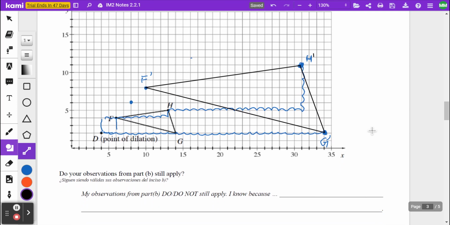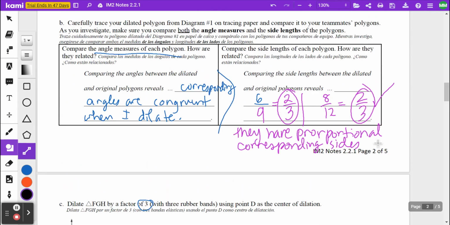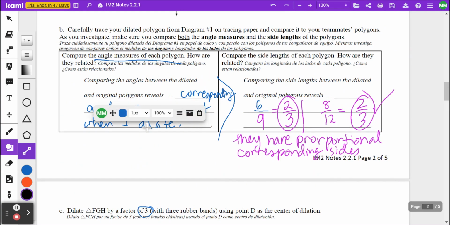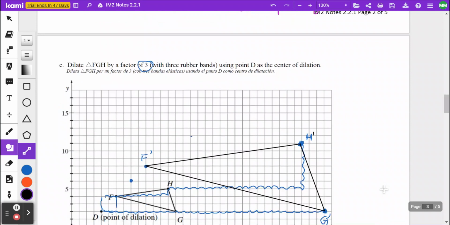And we're asked, do our observations from part B still apply? Well, let's remind ourselves what those were. The corresponding angles were congruent, and there is a proportional relationship between the corresponding sides. All right, let's see about that.